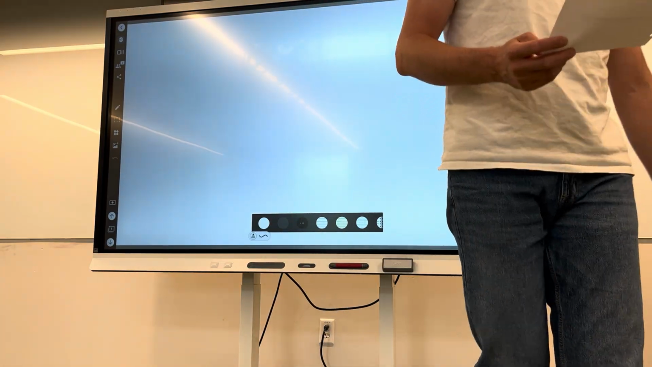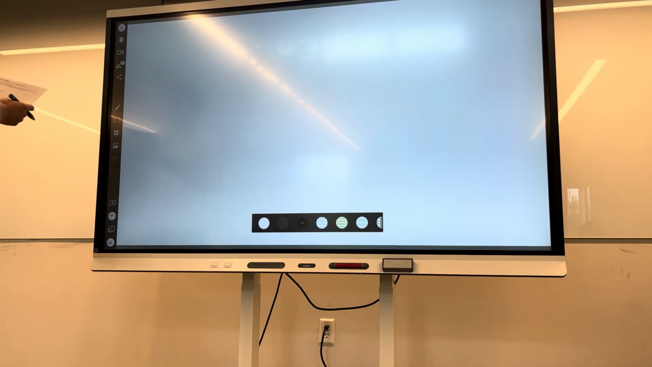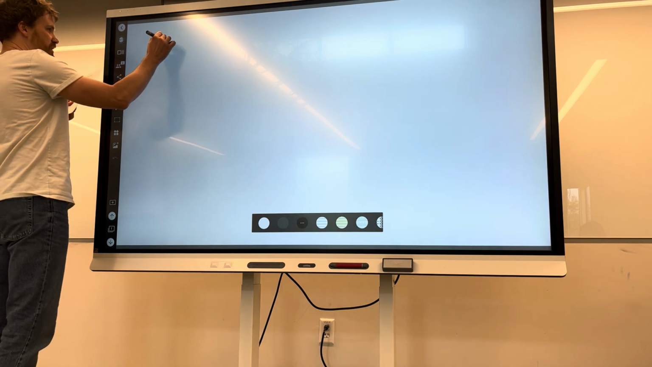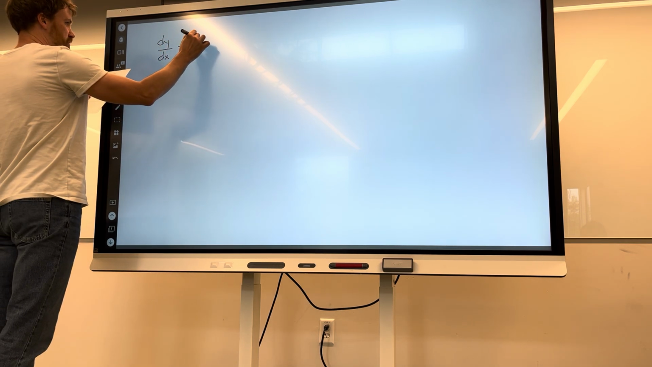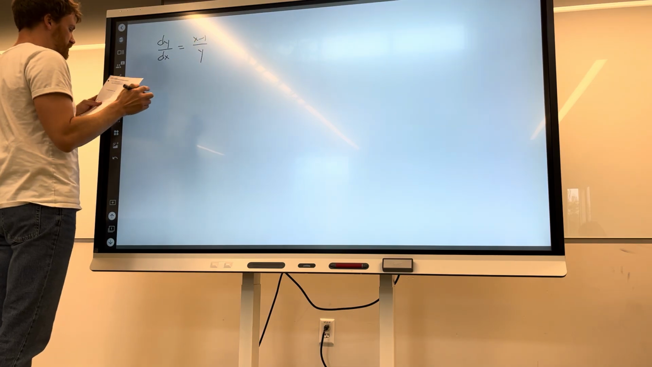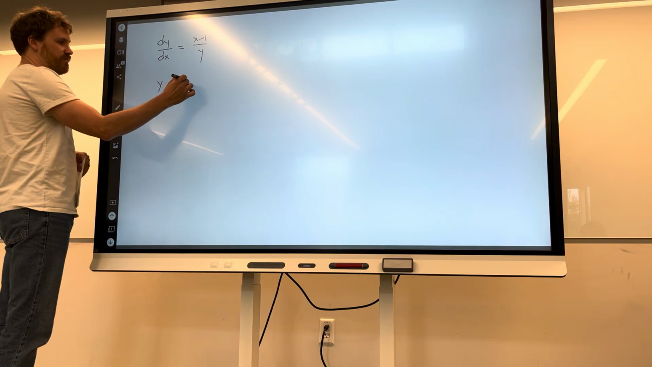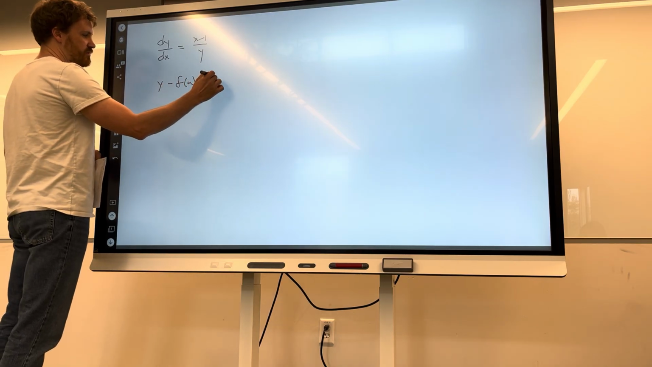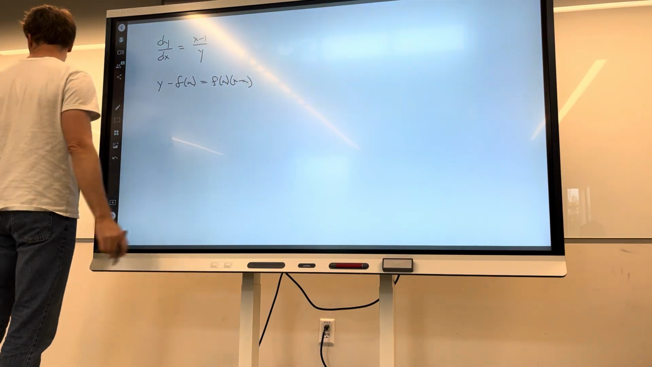Okay, we've got this differential equation. We've got a particular solution to this differential equation. Write an equation for the line tangent to the graph of y equals f of x at x equals 1. Well, what do you need for a tangent line? You need a slope and you need a point, right? Because this is our tangent line equation: y minus f of a is equal to f prime of a times x minus a. That's basically your tangent line equation.